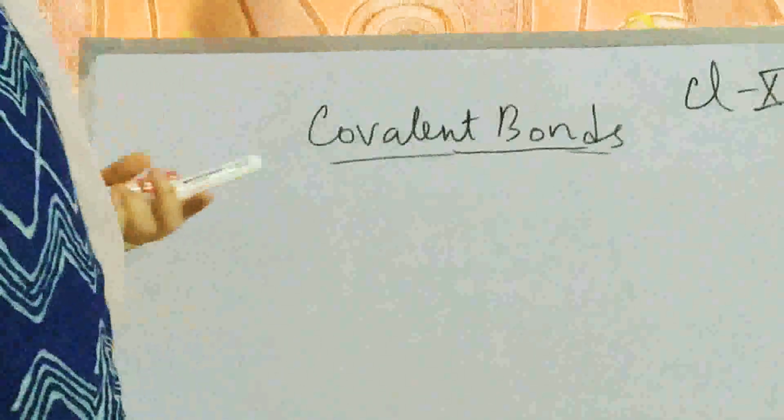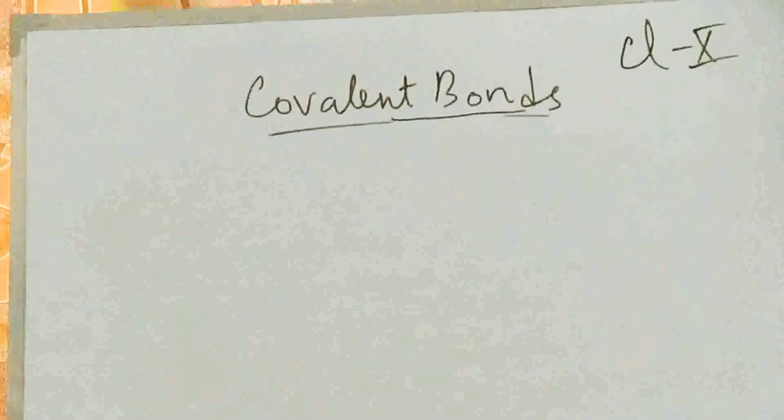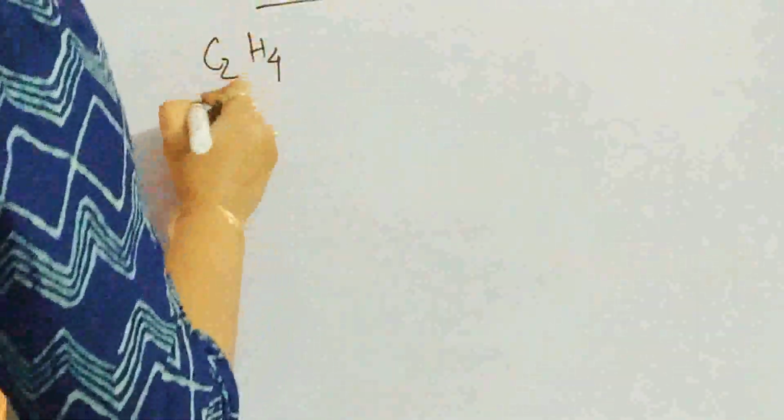So you can draw for different molecules; different types of covalent bonds are formed. They may be single, double or triple. I am showing one double covalent bond formation between 2 carbon atoms. Thus the formula of the compound is C2H4, ethene.